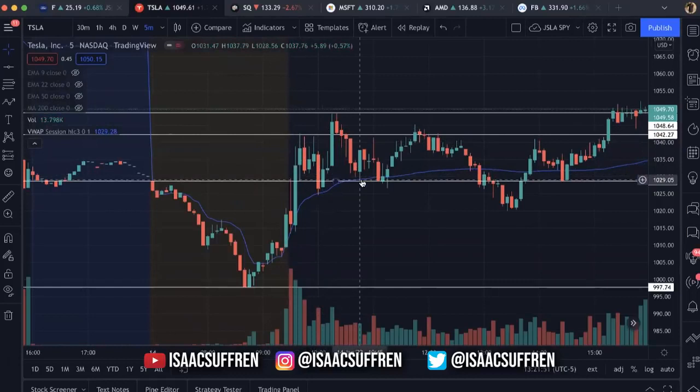If you did enter right here, this would have been the first price target, and then the second price target would have been right here. And then you have another clean bounce, and then obviously the first price target is the exact same, and the second price target is the exact same as well.